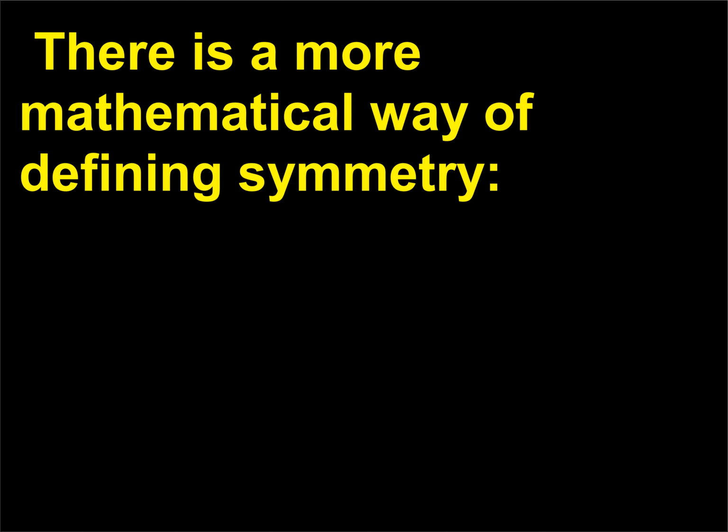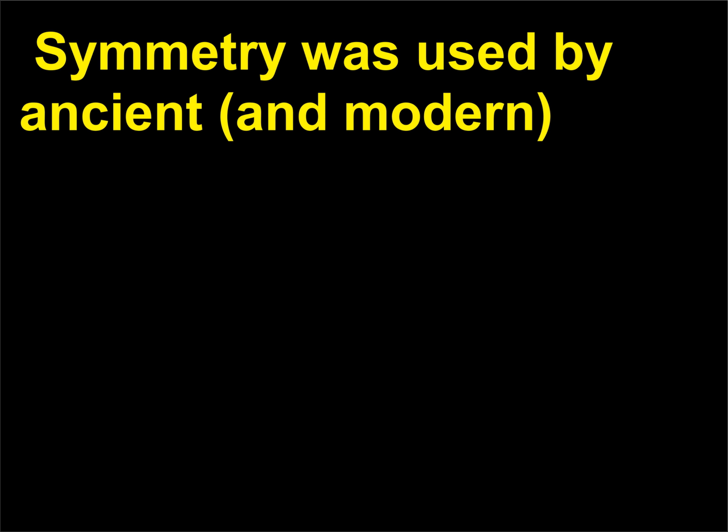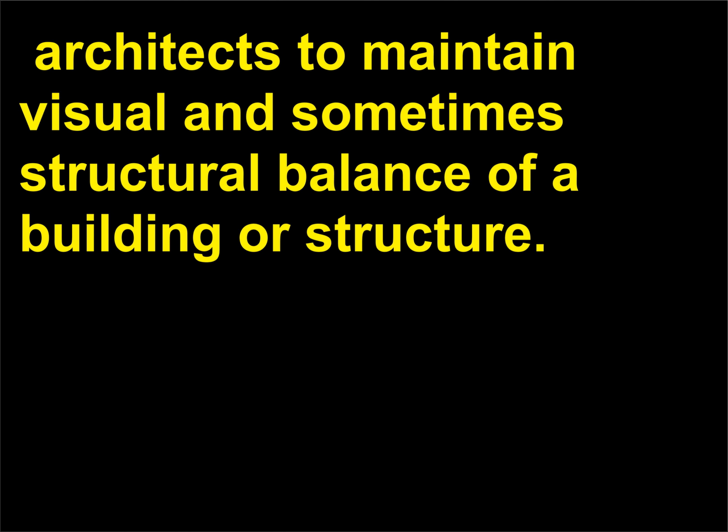There is a more mathematical way of defining symmetry. Two points are symmetric about a line if the line is the perpendicular bisector of the segment joining the two points. Symmetry was used by ancient and modern architects to maintain visual and sometimes structural balance of a building or structure.